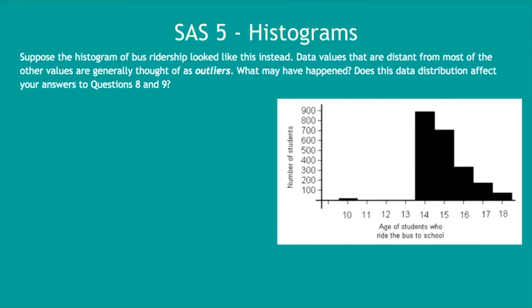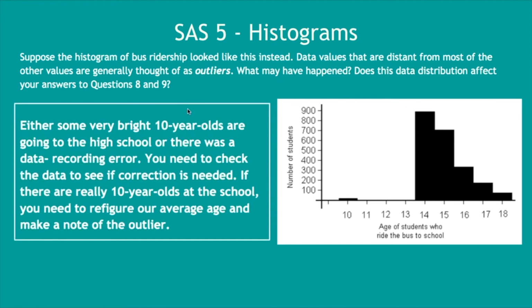So suppose the histogram of this ridership looked like this instead. Data values that are distant from most of the other values are generally thought of as outliers. So this value over here that has 10 years old, that's an outlier. So what could have happened? Does this data distribution affect your answers to questions 8 and 9? Well, of course it does, just very little though. Either there's some very bright 10-year-olds going to the high school, or there was a data recording error.